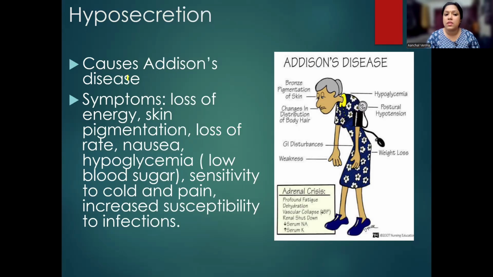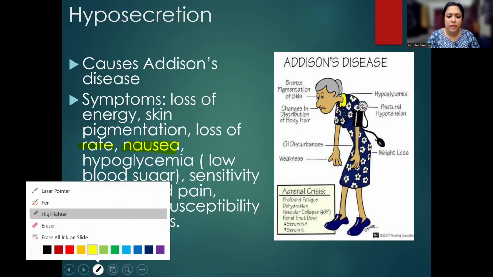So hyposecretion causes Addison's disease, and hypersecretion of cortisols causes Cushing syndrome. Addison's disease causes loss of energy. Now, in this case, there is no cortisol. So your body is very lethargic, weak, with less glucose. So energy is not there, glucose is not there. You can visualize this image, that will be easy to understand. So loss of energy, skin pigmentation, then you have nausea. Okay, that part is wrong. I'll just strike it out.